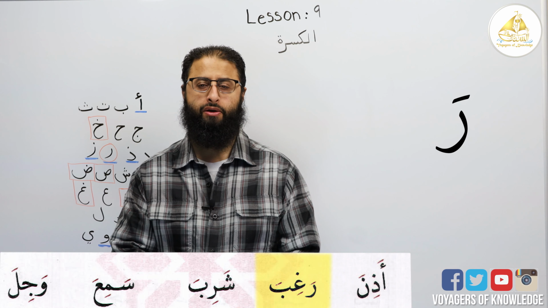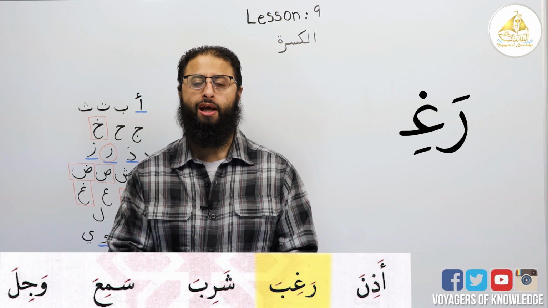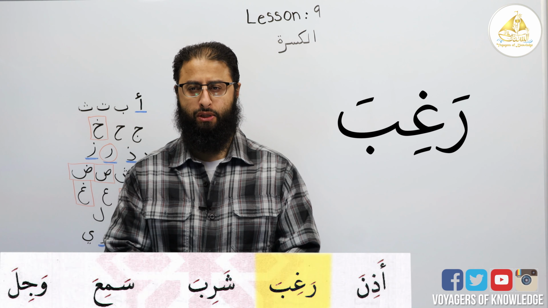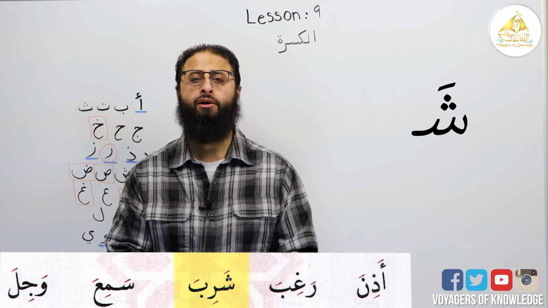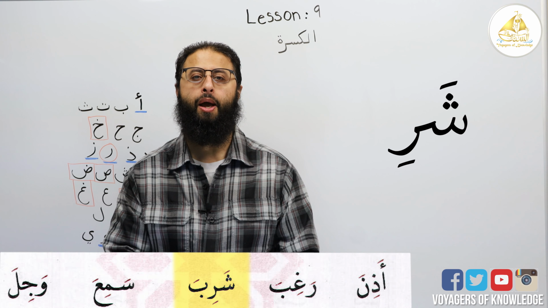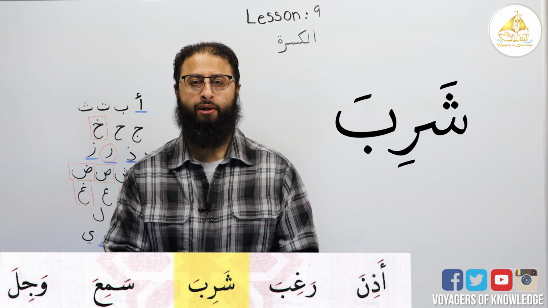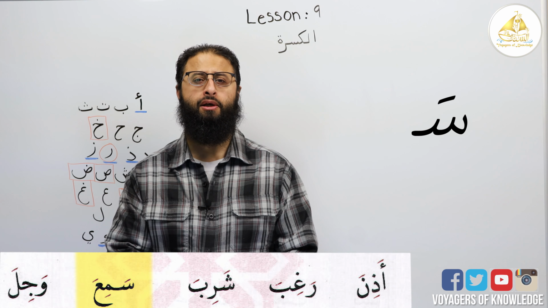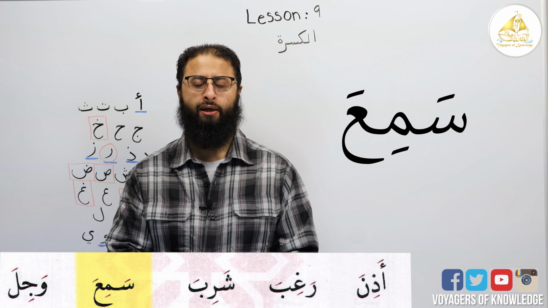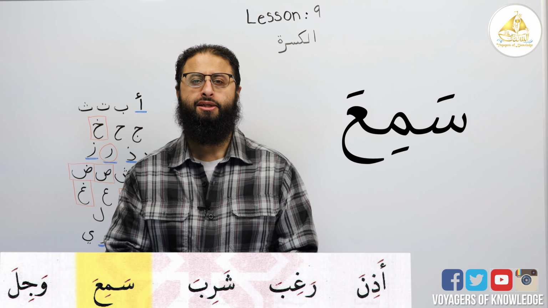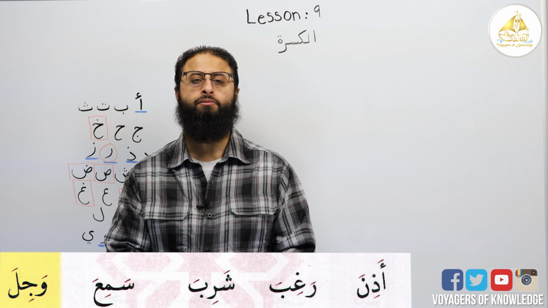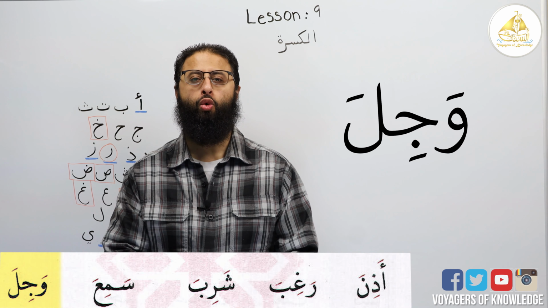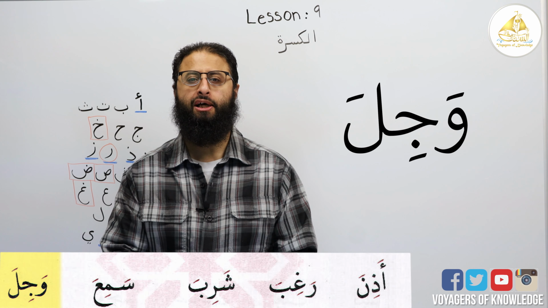Next word. Ra, Ghi, Ba, Raghiba, Raghiba. Next word. Sha, Ri, Ba, Shariba, Shariba. Next word. Sa, Mi, A, Sami'a, Sami'a. Next word. Wa, Ji, La, Wajila, Wajila.